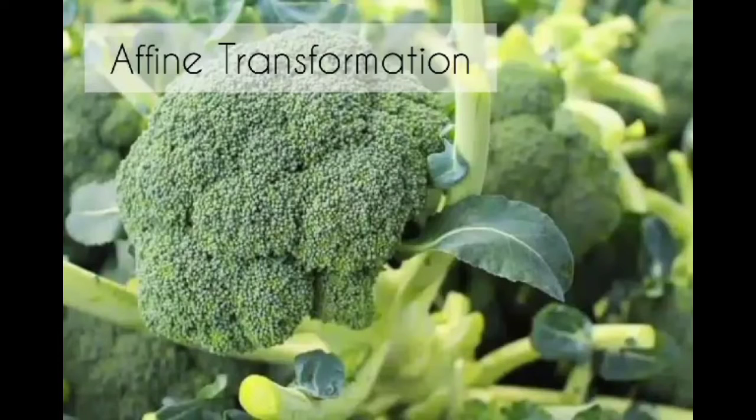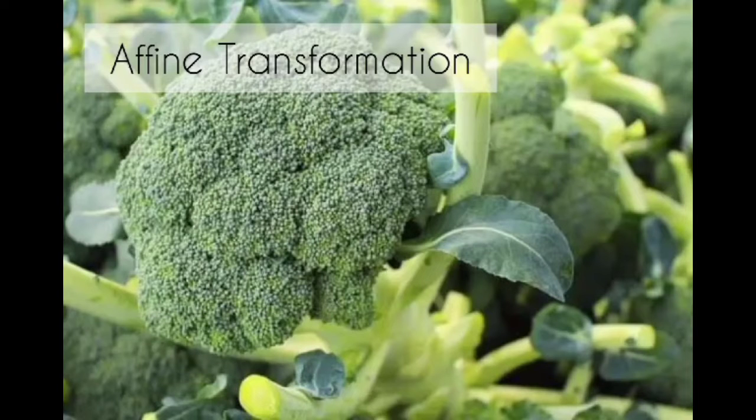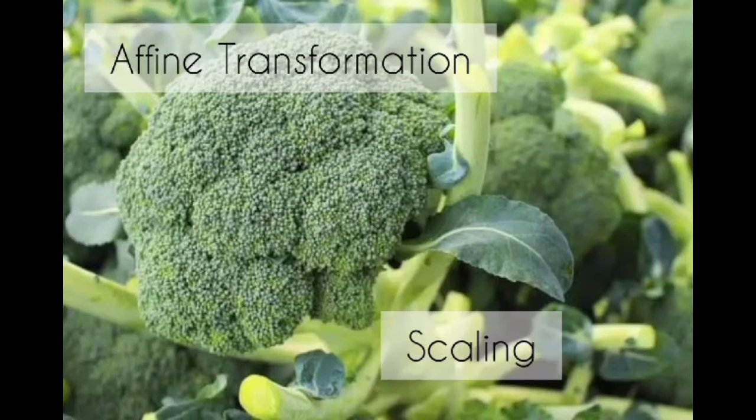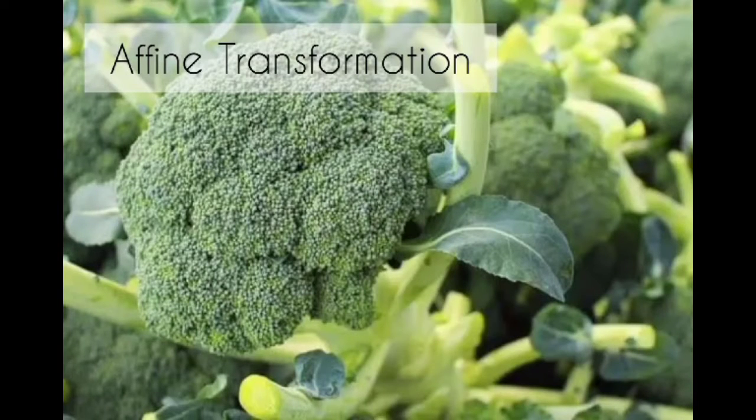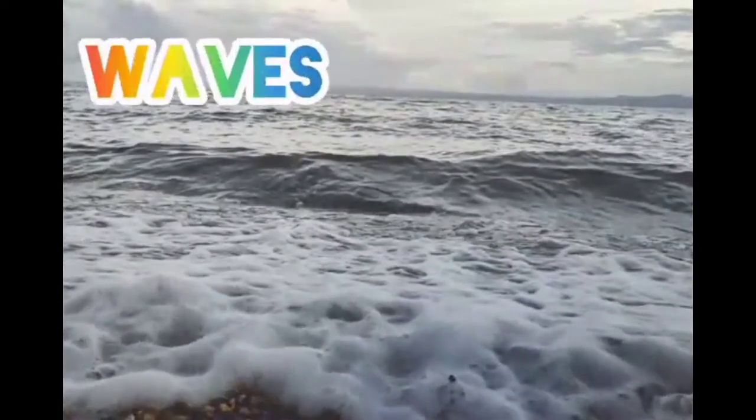Affine transformation is a linear mapping method that preserves points, straight lines, and planes. The processes involved in affine transformations are rotation, reflection, and scaling. Examples are broccoli and cauliflower. Waves. A wave is a physical phenomenon characterized by its frequency, wavelength, and amplitude. In general, waves transfer energy from one location to another, in which case they have a velocity.